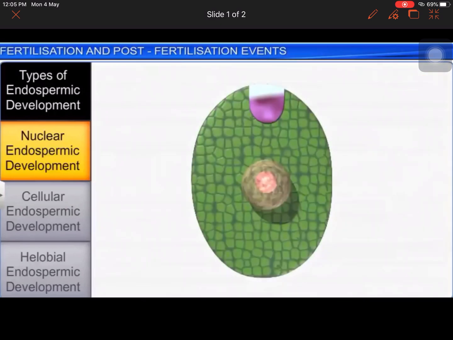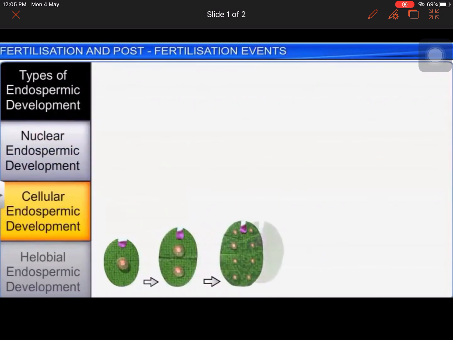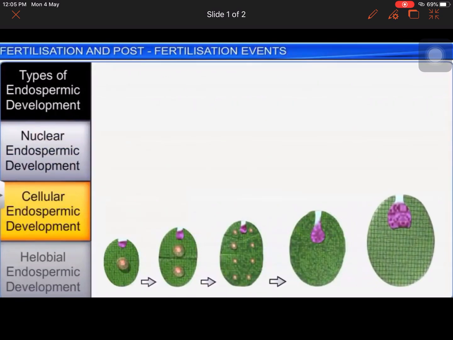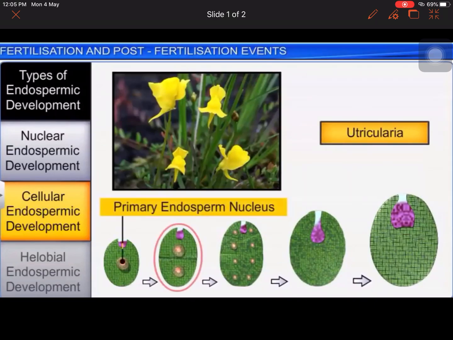In the case of cellular endospermic development, which is seen in plants such as Utricularia, the division of the primary endosperm nucleus is immediately followed by cytoplasmic divisions.